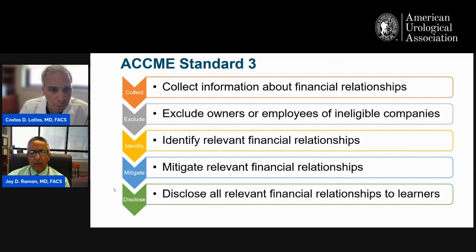ACCME Standard 3 outlines the process that education providers must follow to collect information about financial relationships held by all individuals in control of educational content, exclude owners and employees of ineligible companies except in specific circumstances, identify which financial relationships are relevant to the content that the individual may control, take appropriate steps to mitigate those relevant relationships, and disclose to learners all relevant relationships. And during this module, Costas will walk through each of these steps in the process.